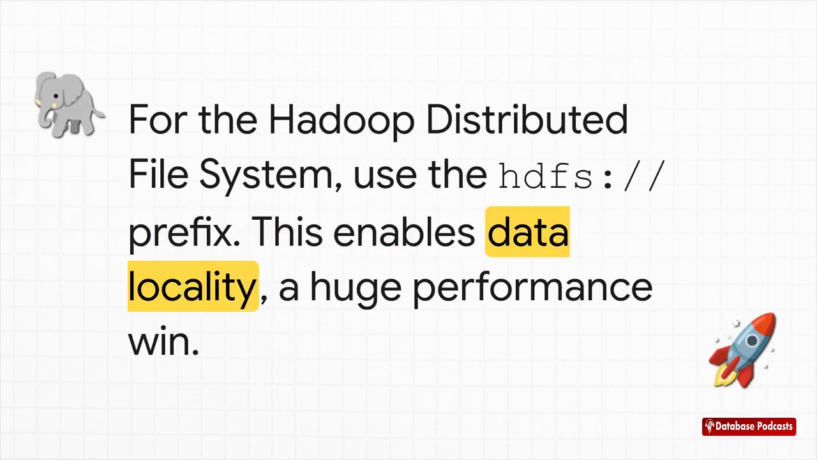And for HDFS, you guessed it, you use the hdfs:// prefix. This little prefix is actually a huge deal because it signals that core advantage of HDFS. When your processing framework sees this path, it knows it can work with HDFS to schedule work on the very same nodes where the data blocks are already stored. That's that data locality magic we were talking about, and trust me, it's a massive performance win.